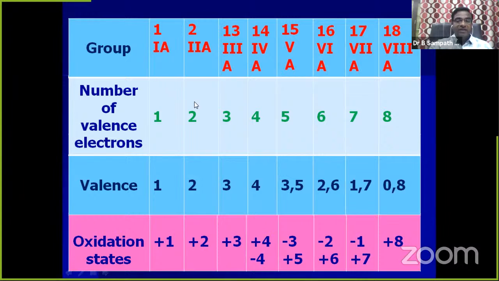Therefore, up to 1, 2, 3 elements, they always try to lose the electrons. But here, fourth group elements, they lose 4 electrons or gain 4 electrons. After losing 4 electrons, it gets the octet configuration, or after gaining 4 electrons, it also gets the octet configuration. Here it is 50-50. That's why here +4 or -4.